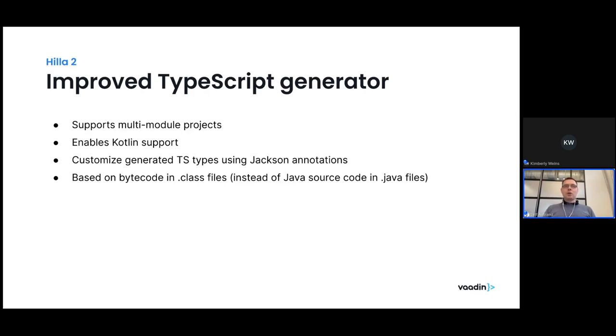All of this is possible thanks to this new generator that reads the bytecode in the class files, which means that, again, when you have a multi-module project, you only have the class files available on the classpath. And now, thanks to being able to read those, we can also generate TypeScript based on those. The same with Kotlin, because it can read the generated bytecode instead of only the source. It's possible to support Kotlin there, though there's a couple of special cases with how Kotlin generates bytecode that still need a little bit of work, but at least the basic stuff is there now.